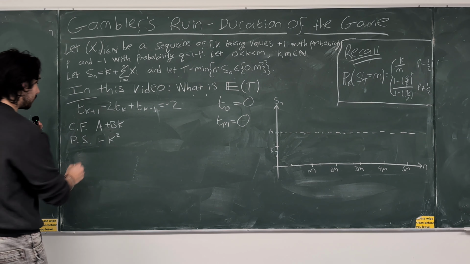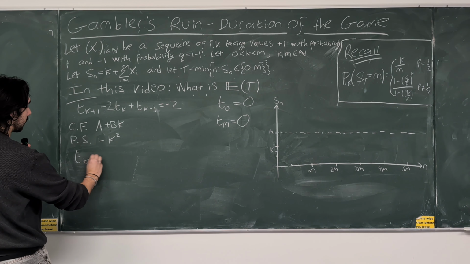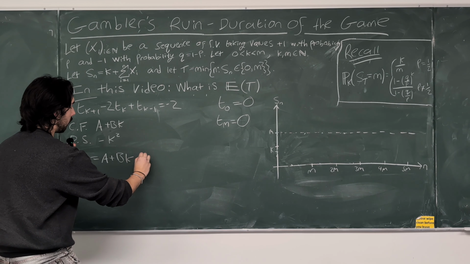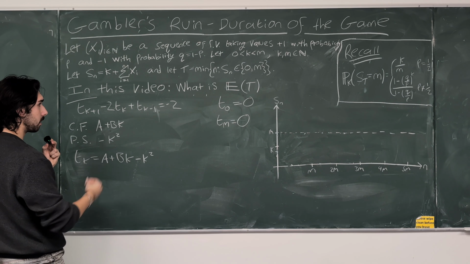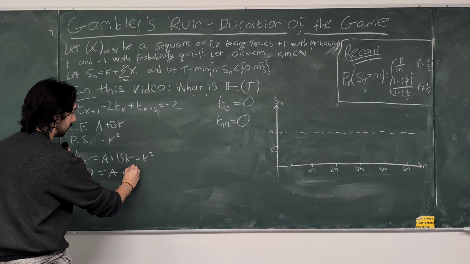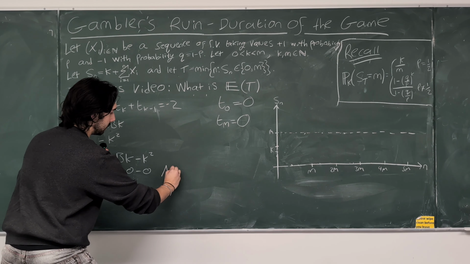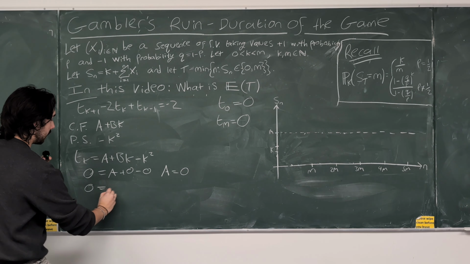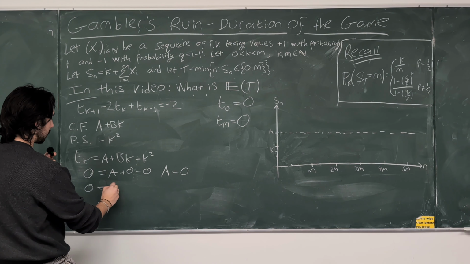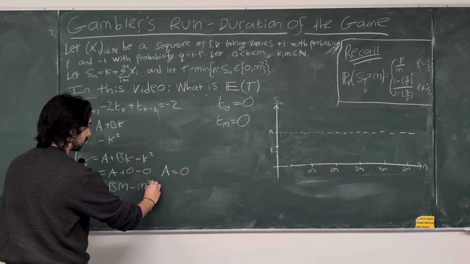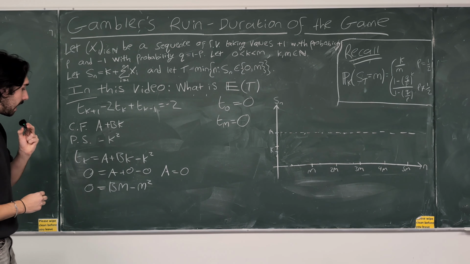So now what we can do is we can say, okay, well, it looks like Tk is a plus bk minus k squared. Let's plug stuff in. So let's plug in 0. So 0 is a plus 0 minus 0. So a is 0. Nice. Let's plug in m. So 0 is, well, a is already 0, so it's b times m minus m squared. Okay, that's just me plugging in m.